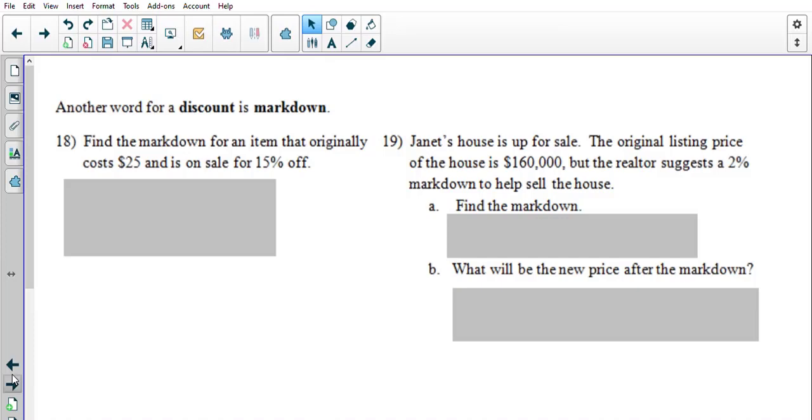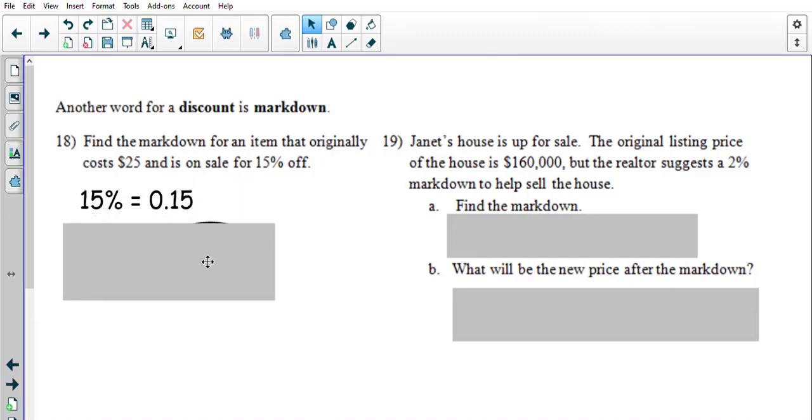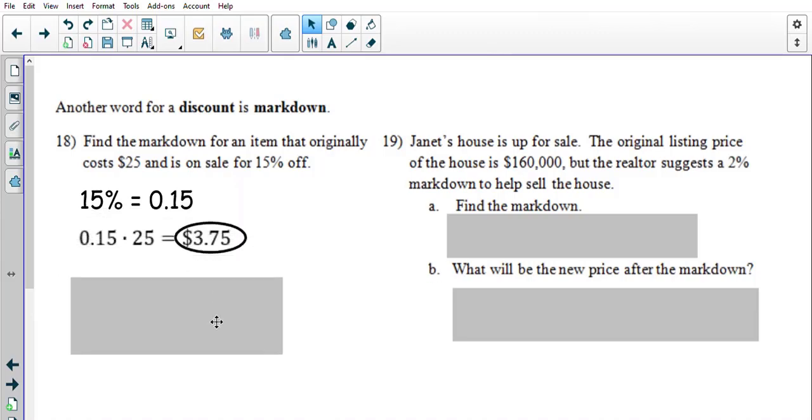So let's look at number 18. It says find the markdown for an item that originally cost $25 and is on sale for 15% off. So what I want to do is figure out how much we're going to save on this item, like how much is going to be taken off of the price. So in this case, we just have to read carefully. 15% off, 15% is 0.15. Take 0.15 times 25, it means you're going to have a markdown of $3.75. That's going to be the amount of the discount.